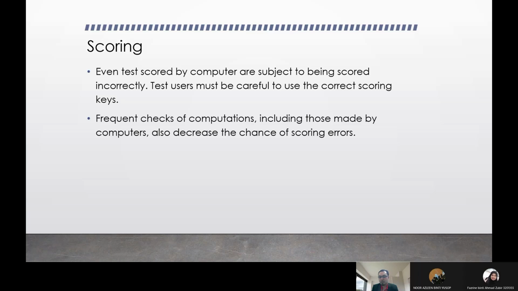Maybe when making the error we were tense or stressed, or there were too many items or study samples, so the eyes easily become careless when keying in. So this is what this factor means. Frequent checks of computation, including those made by computers, also decrease the chance of scoring error. That's why we must always double check during data entry.